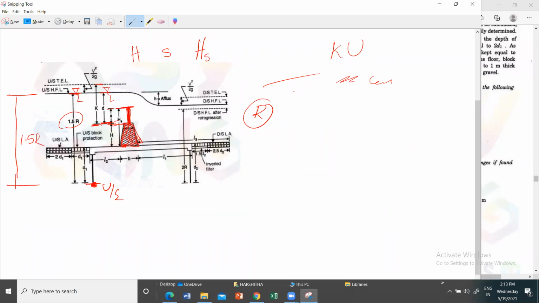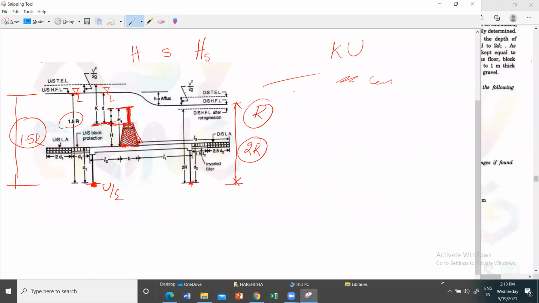Now from the downstream side water level to the bottom level of the downstream side cutoff, this level will be 2R. This is the upstream side cutoff and this is the downstream side cutoff. So this is 2R and this is 1.5R, where R is the regime's scour depth. Small h is the afflux.